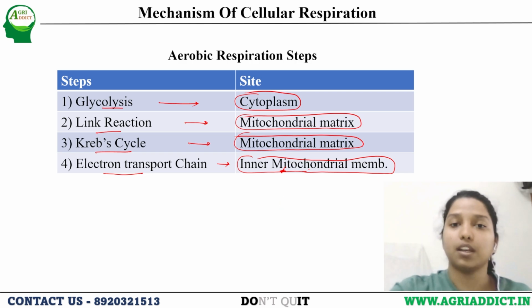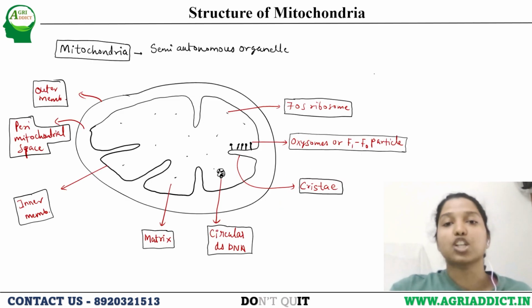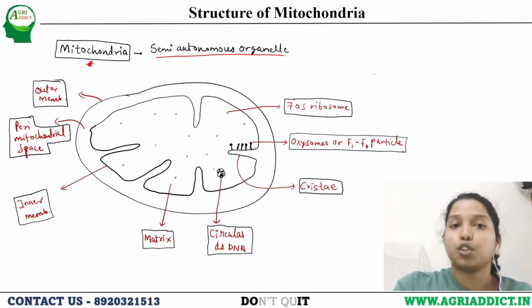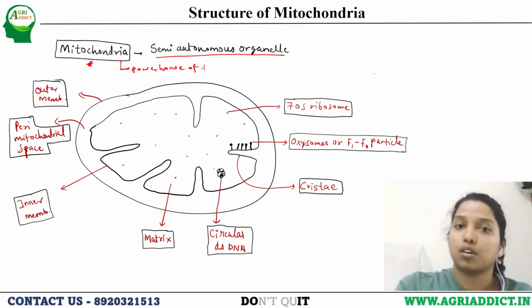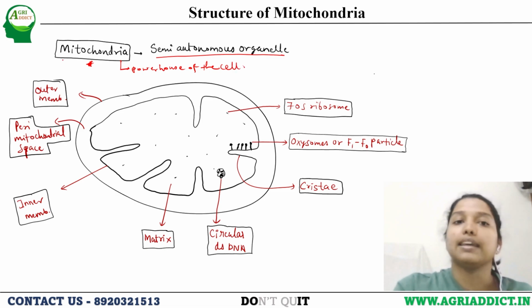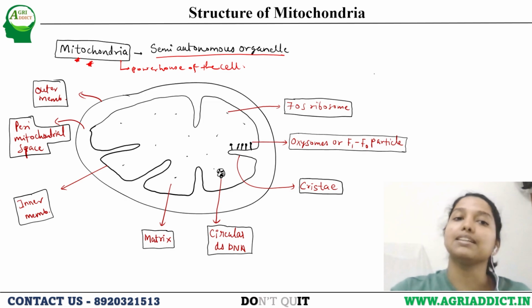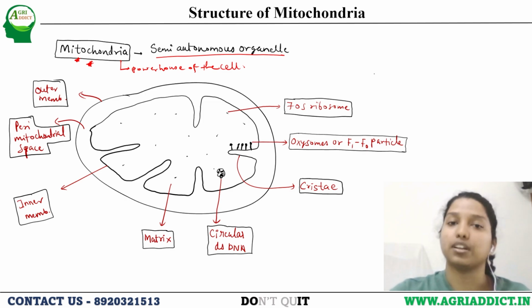Okay? Now next. Let's come to the structure of mitochondria, where all the four processes are taking place. It is the mitochondria where it is taking place. It is a semi-autonomous organelle, and this is also known as powerhouse of the cell. It is the site of respiration. Glycolysis is taking place in cytoplasm, whereas the other three, link reaction, Krebs cycle, and electron transport chain, are taking place in this mitochondria at different places.